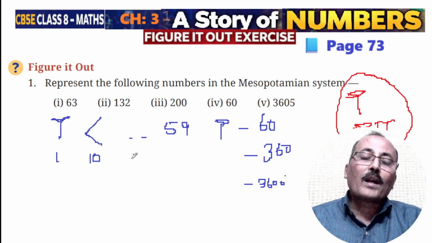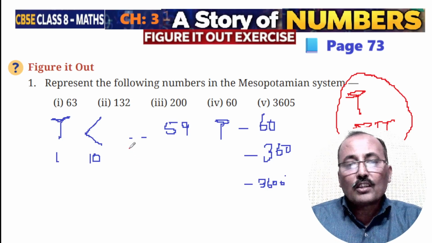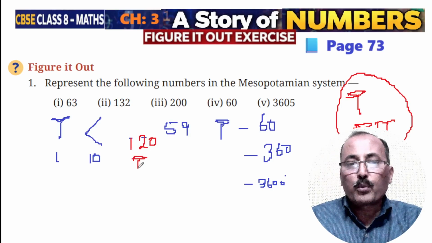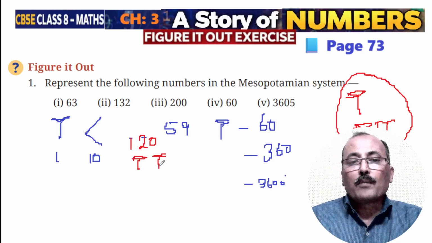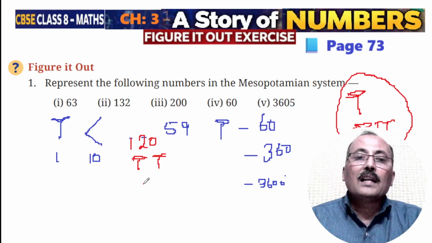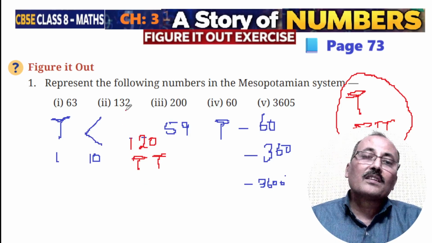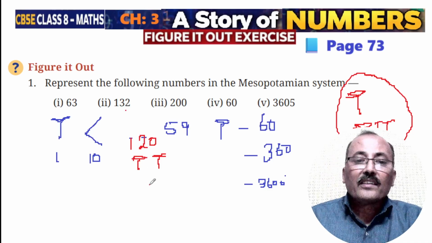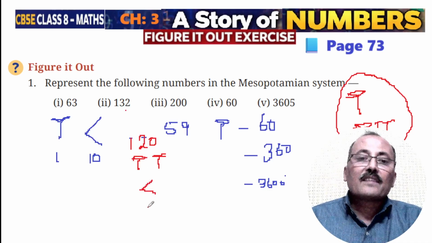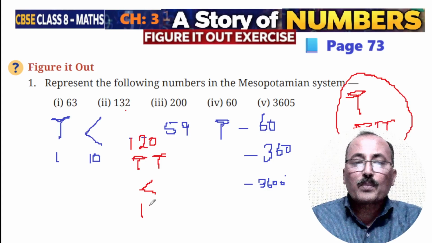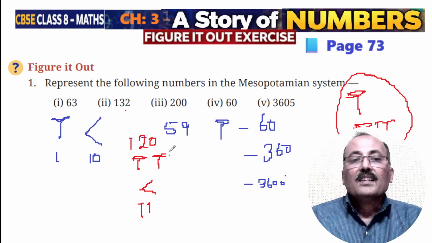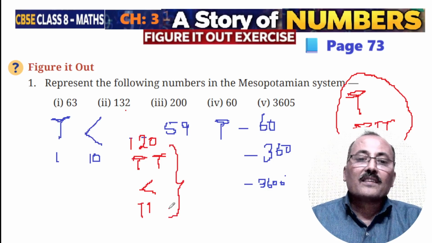Then next, 132. 132 means 120. 120 means 2 in the top position. 2 in the top position, 120, and here there is nothing, 2 is there, 132. Then 10 in the tens place and 2 in the ones place. Now this is the answer. So this is 132. Are you clear, my dear children?